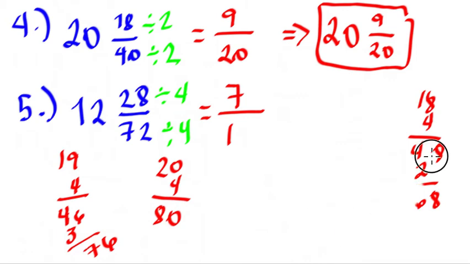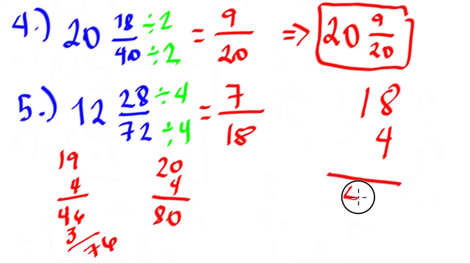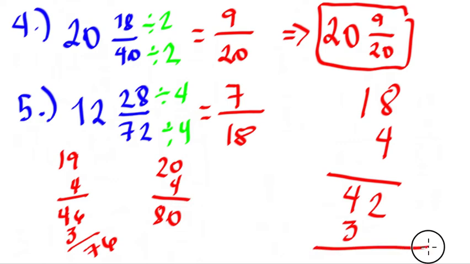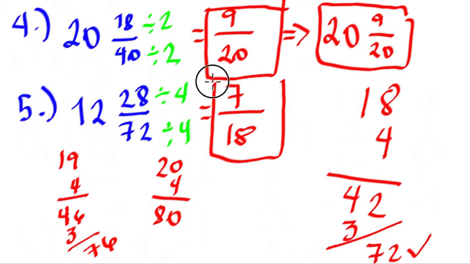Let's check it again. I know it's 18. 18 times 4 should be 72. 8 times 4 is 32. My bad. What have I been writing? Let me do that again. This is 72, this is correct. Wow, what happened? I'm sorry about that. Maybe I just lost my mind for a minute there. But let's go back. The answer is 7/18 for sure.